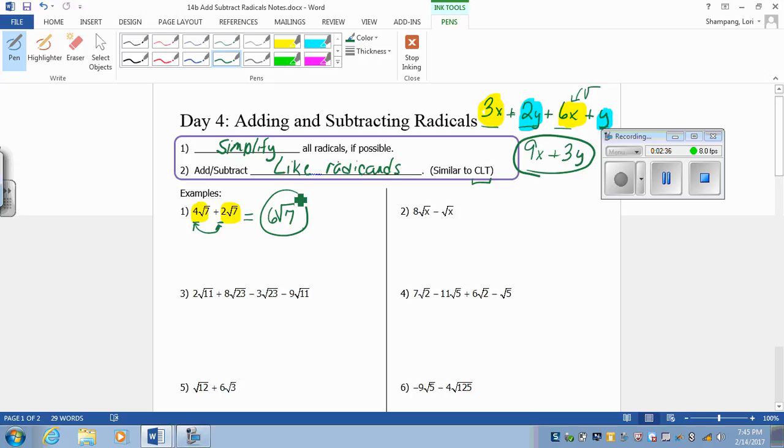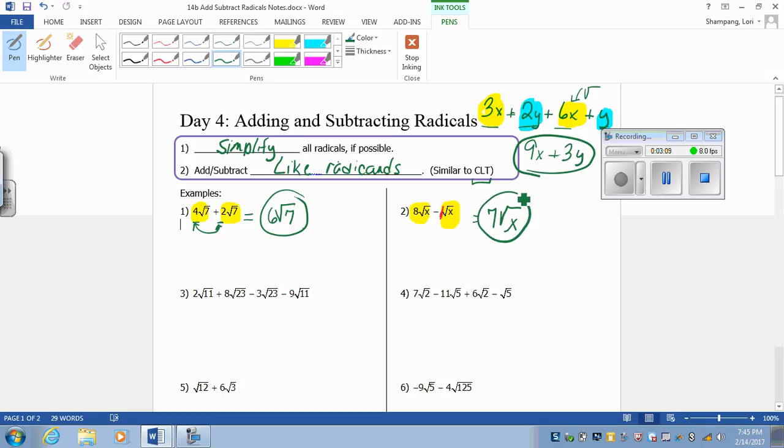The next one, number 2, we have 8 times the square root of x minus the square root of x. We put this one on here because we are subtracting. We have 8 square root of x, and on this one we actually have minus 1 square root of x. So let's put that invisible 1 there for the moment. Because I have two like radicands, x and x, I can subtract the coefficients 8 minus 1. That gives me 7 times the square root of x.